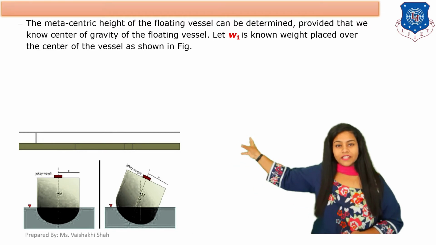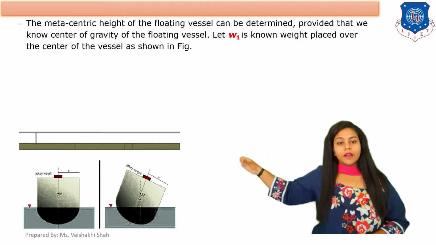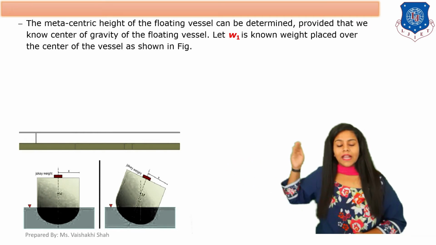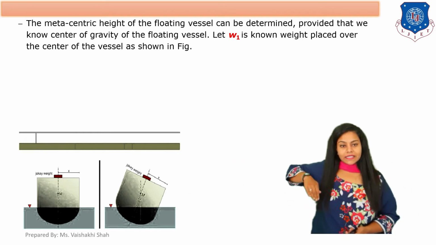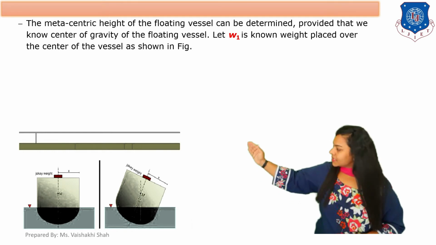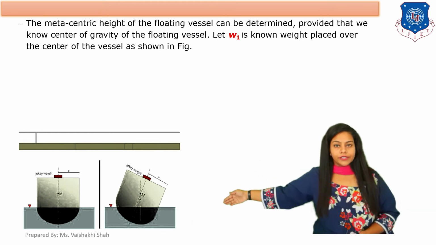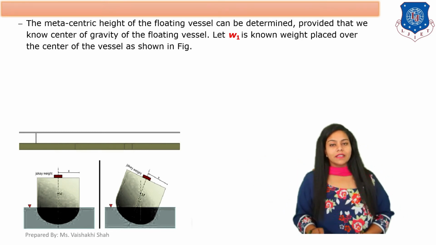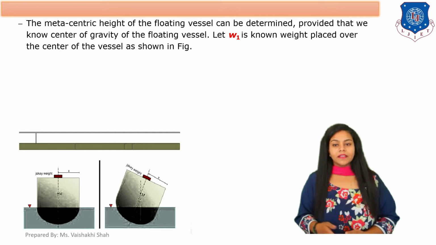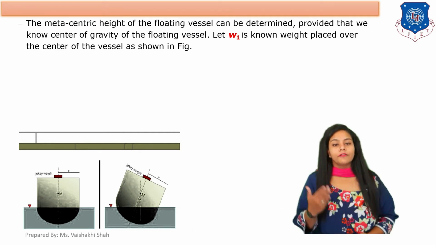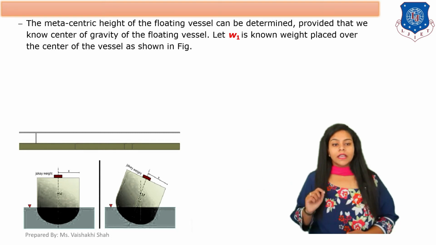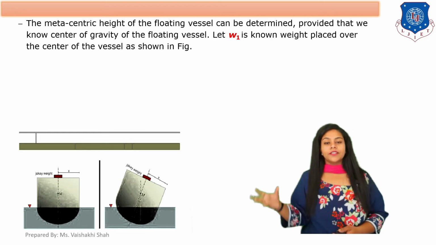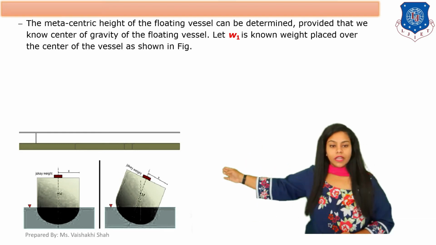As we know, the additional weight, which we indicate as W1, is placed at the center in your first diagram. Now in the second diagram, your body tilts, so the weight is shifted from the center to that side location, and that distance is x. So the metacentric height of the floating vessel can be determined by considering the center of gravity of the floating vessel. Let W1 be the weight which is placed over the center of the vessel as shown in the figure.